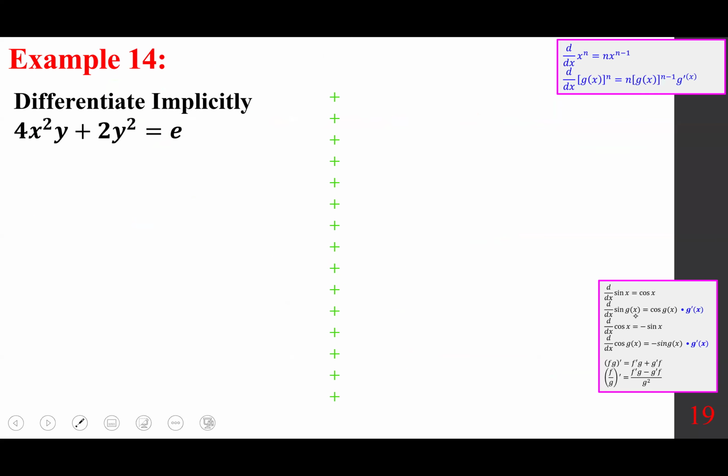We want to differentiate implicitly, and this uses the product rule. F prime g plus g prime f. So 4x squared gives you 8x times y, and y gives you y prime or dy dx. So times 4x squared. Now 2y squared is simply 4y y prime or dy dx. E is a number that gives you 0.